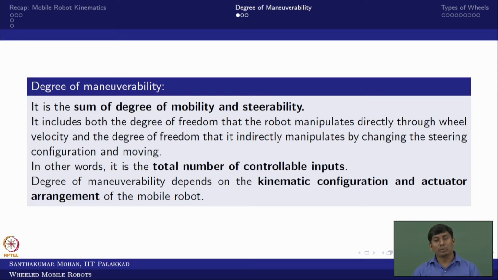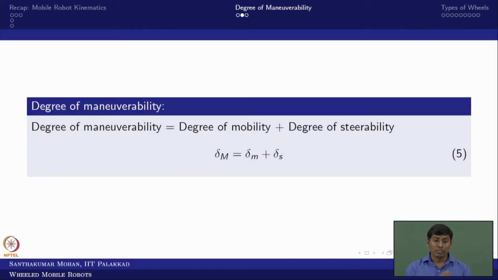That is nothing but the kinematic configuration and actuator arrangement of the mobile robot, which determines the degree of maneuverability. So that is what we are trying to see, with more clarity. Again, I am reiterating that the degree of maneuverability, which I am writing as delta capital M, is nothing but the sum of the degree of mobility, which I am writing as delta small m, and the degree of steerability, which I am writing as delta small s.